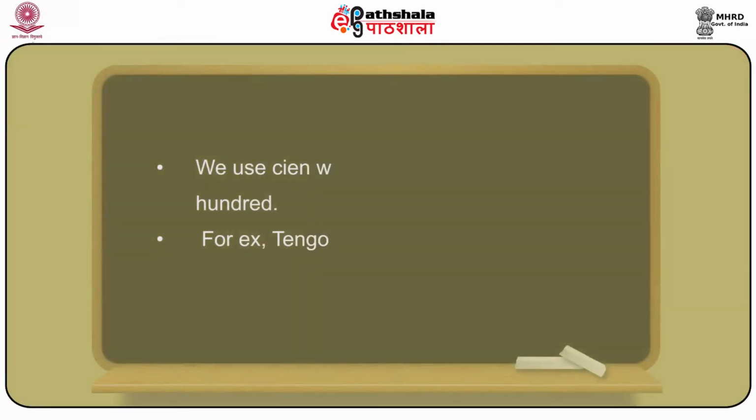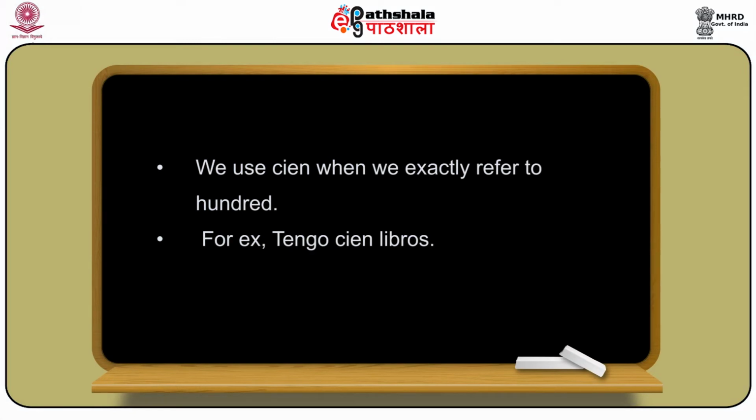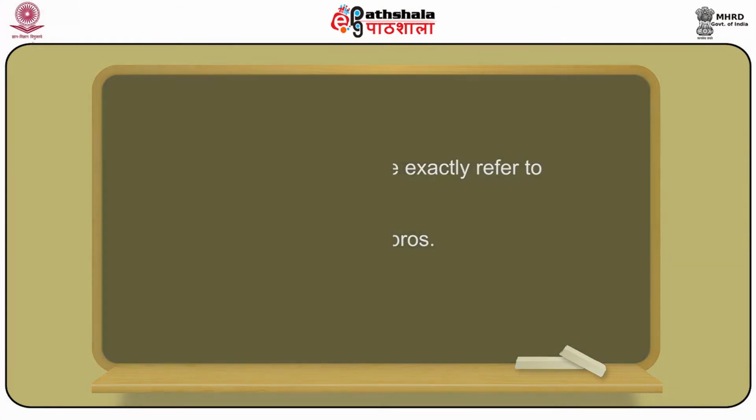So as you can see, this is the way the numbers in the audio or in the text are used for telling the age. Now we use cien when we exactly refer to 100. For example, if I want to say I have 100 books, I will say tengo cien libros. So if we are mentioning the number 100 exactly, then we use cien. But if we want to say I have 101 books, I will say tengo ciento un libros.